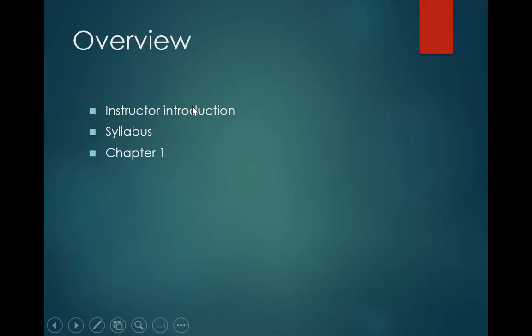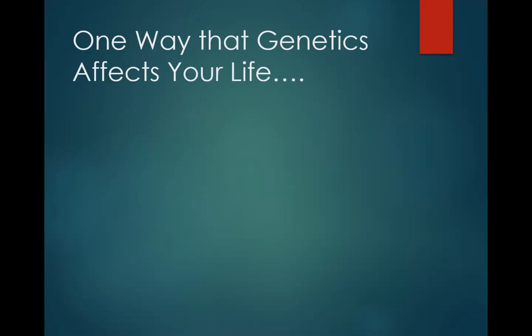So we already talked about the syllabus. This is chapter 1. We talked about this in class, one way that genetics affects your life. We all have some genetic predisposition to certain things. A lot of us have genetic diseases that run through our family. Genetics basically influences everybody's lives. As we get into the future, we should think about things like genetic engineering, genetic cures for diseases, and also things along the lines of personal genetics, which can also affect the way that we live our lives.